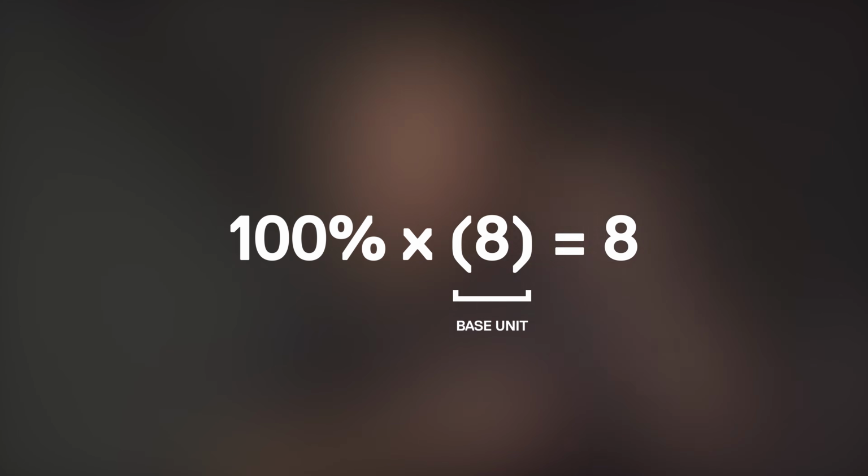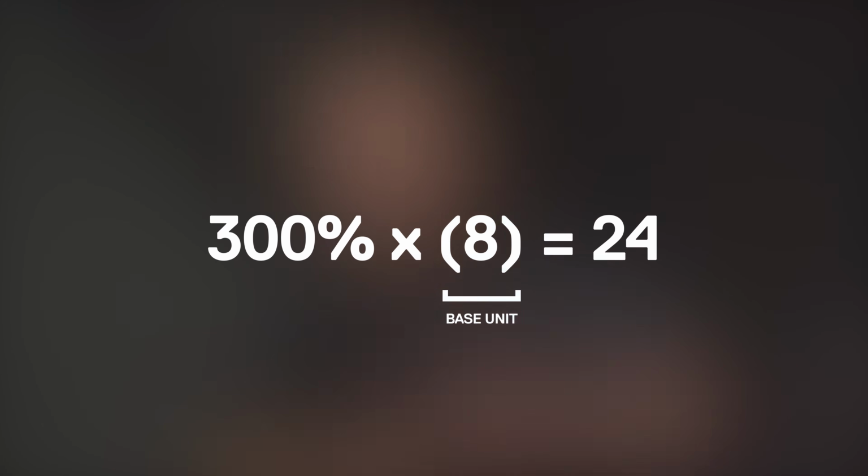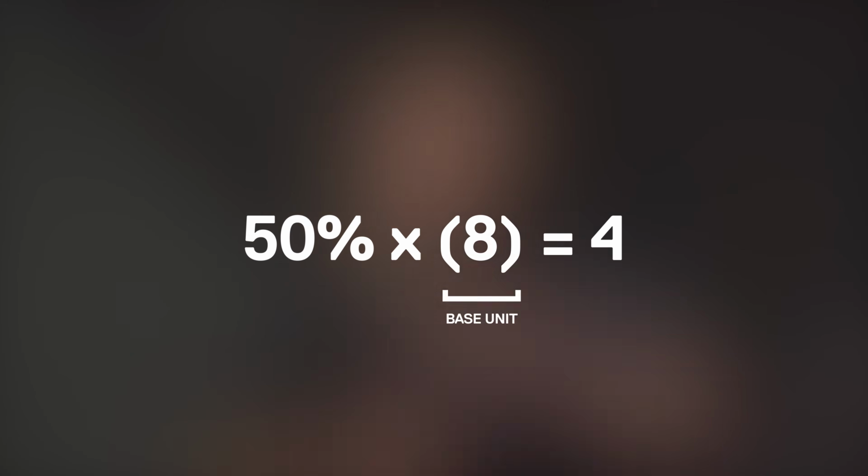If we look at space.100, the 100 represents 100% of the base unit, which is 8 pixels. If we look at space.200, the 200 represents 200% of the base unit, which is 16 pixels. If we look at space.300, it represents 300% of the base unit, which is 24 pixels. If we look at space.050, it represents 50% of the base unit, which is 4 pixels.